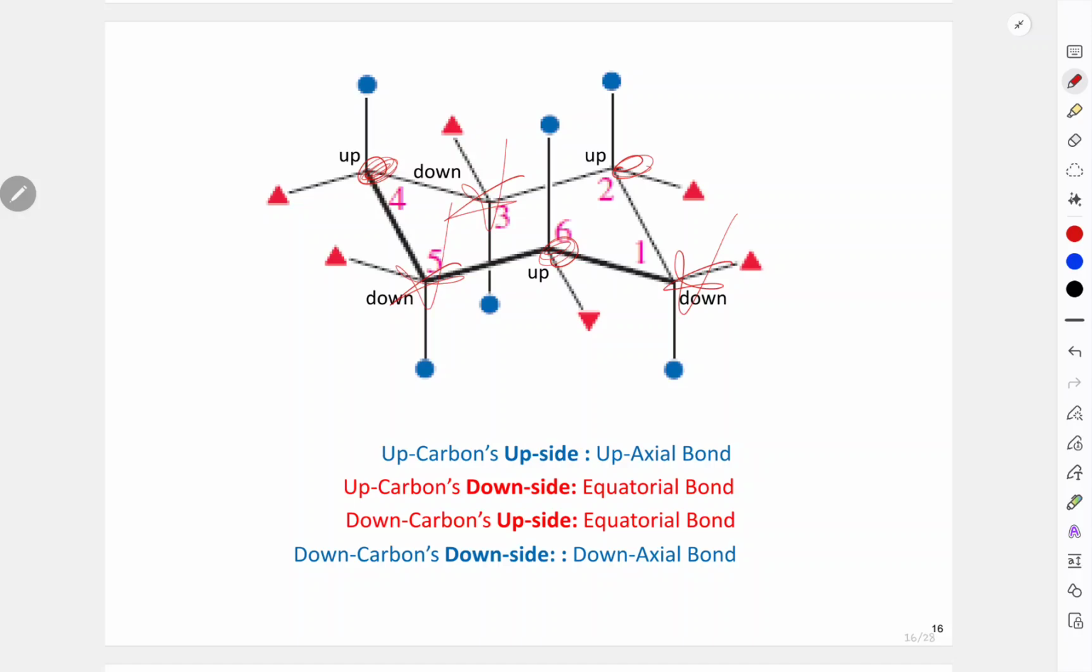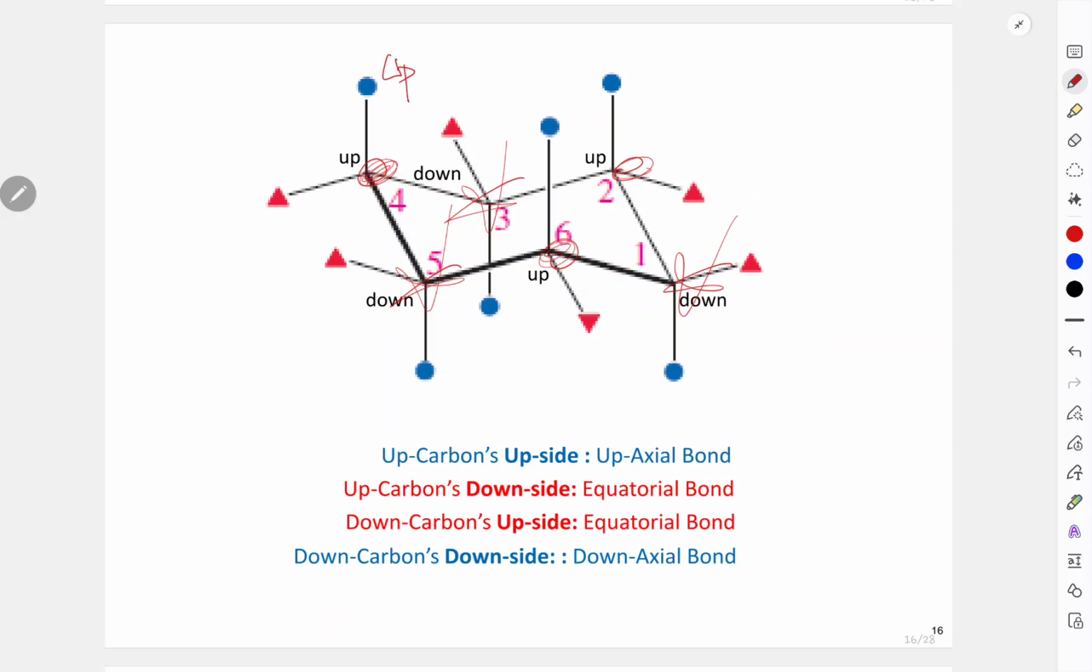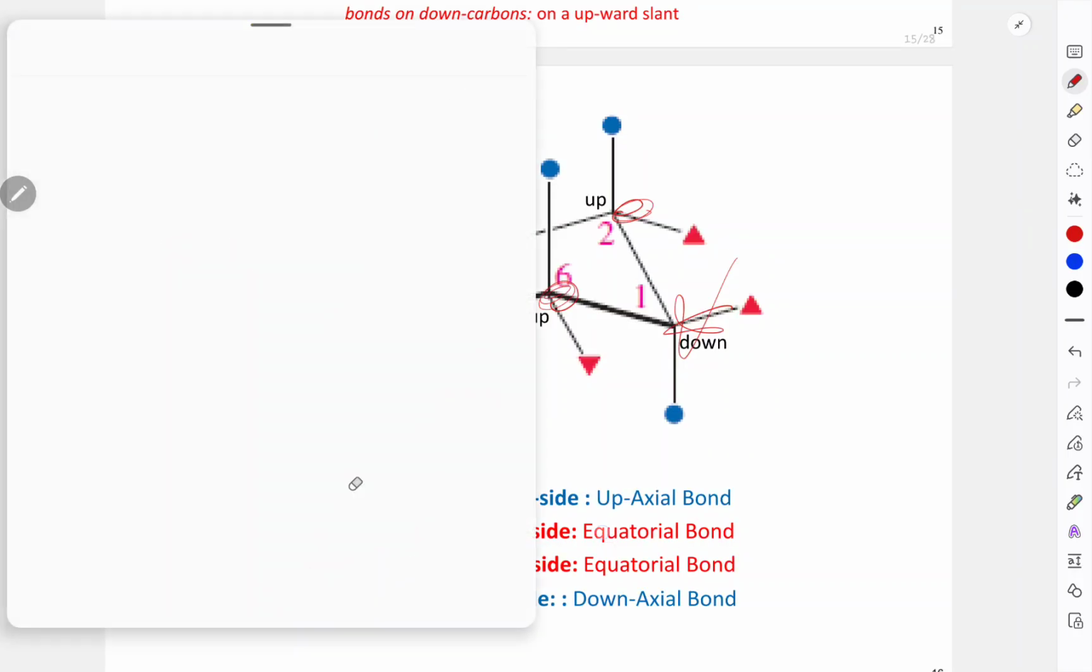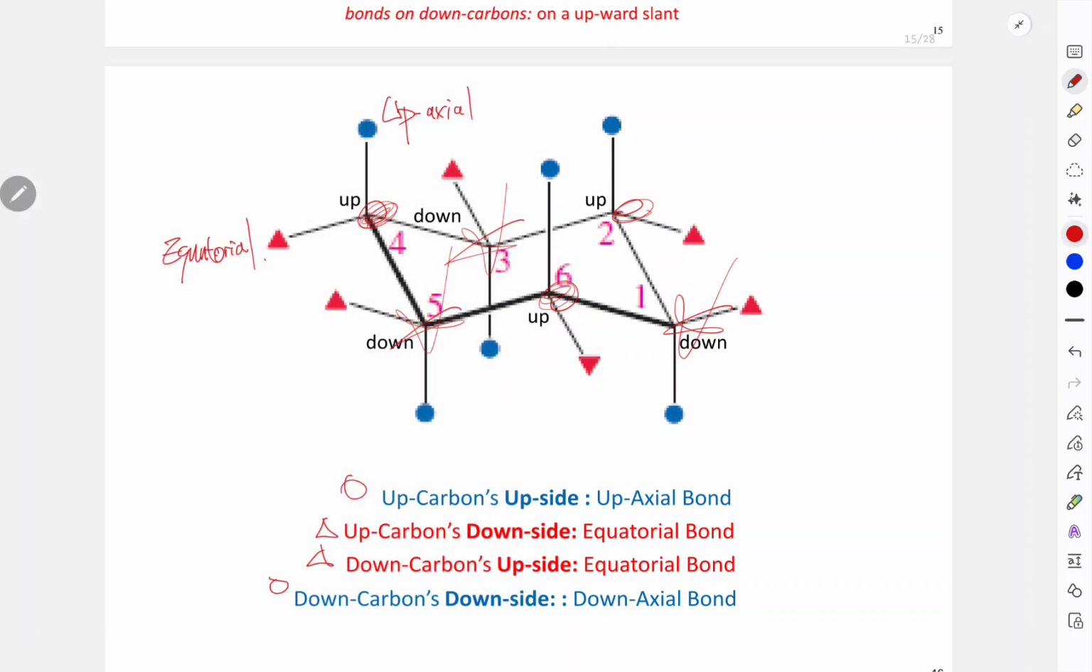So up carbon's upside is the up axial bond. Also, the up carbon's upside, the up axial bond. But up carbon's downside, these are all equatorial bonds. So up carbon's downside here is an equatorial bond. That's how you can define the side of the ring, upside or downside as well. Again, up carbon's downside is equatorial bond.